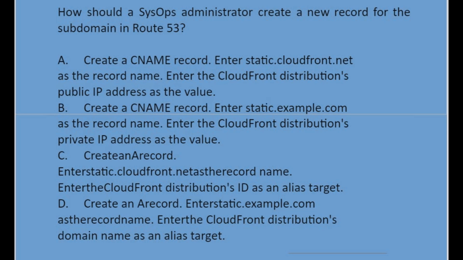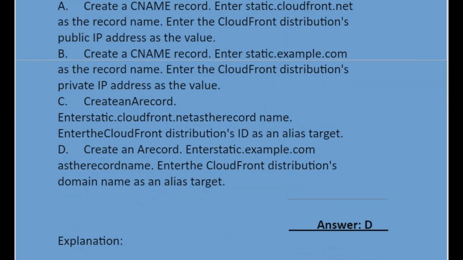Option C. Create an A record. Enter static.cloudfront.net as the record name. Enter the CloudFront distribution's ID as an alias target. Option D. Create an A record. Enter static.example.com as the record name. Enter the CloudFront distribution's domain name as an alias target. Correct answer is option D.